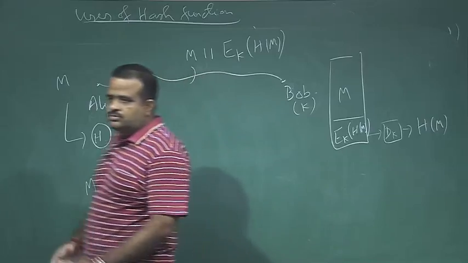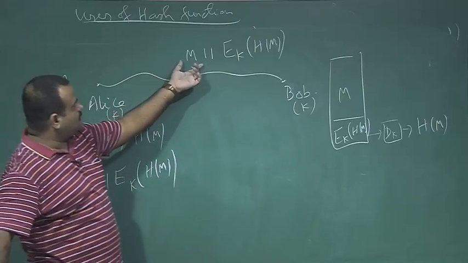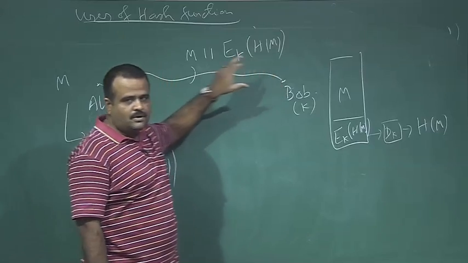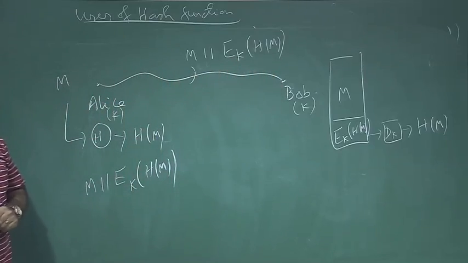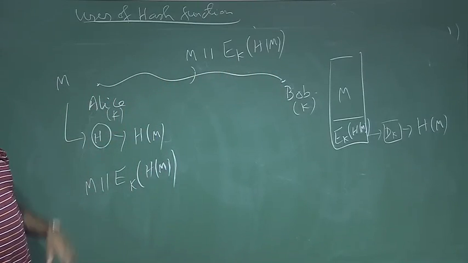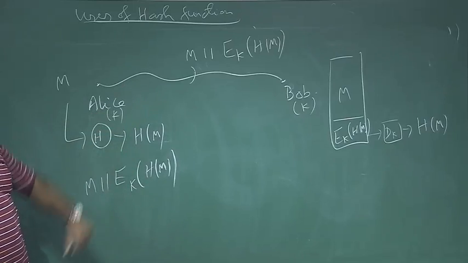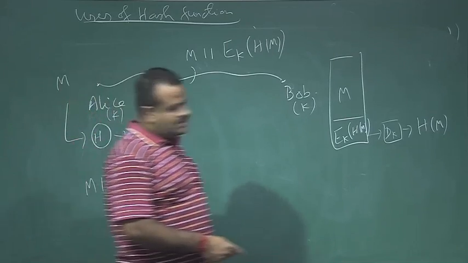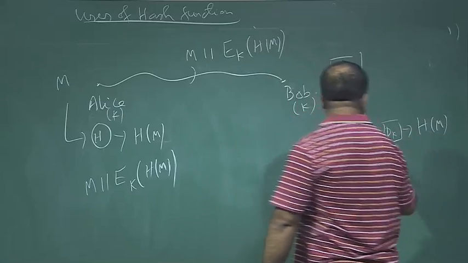Bob has to know the length of the message, because otherwise Bob will not know how much of the ciphertext has to be decrypted. So, the length of the message should also be known to Bob. So, it will just decrypt it and get H of M.